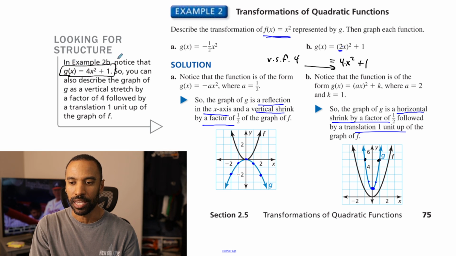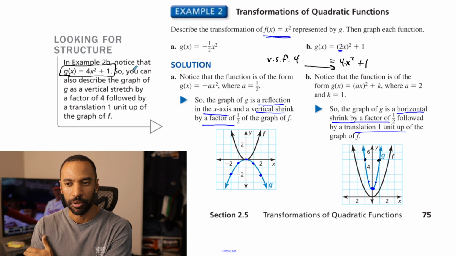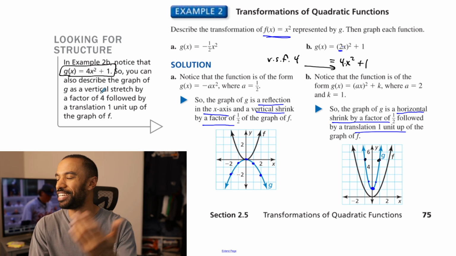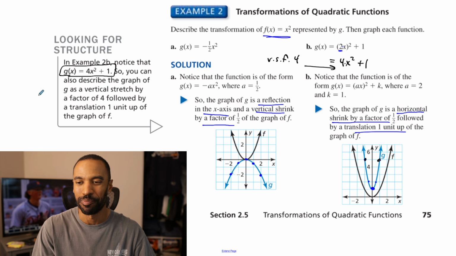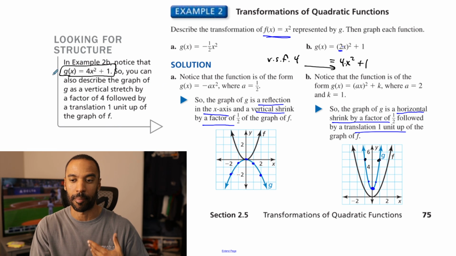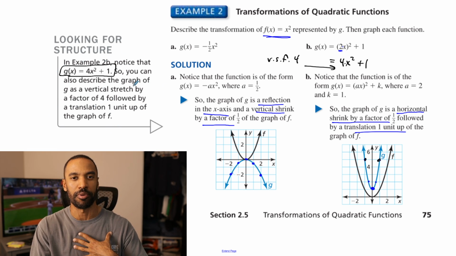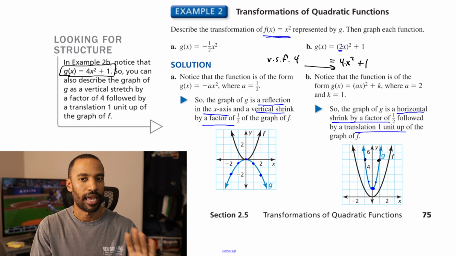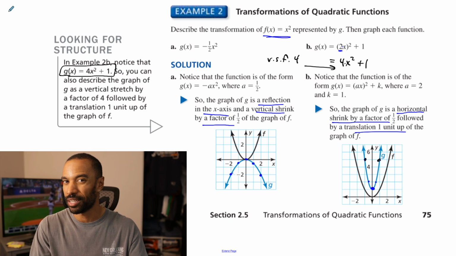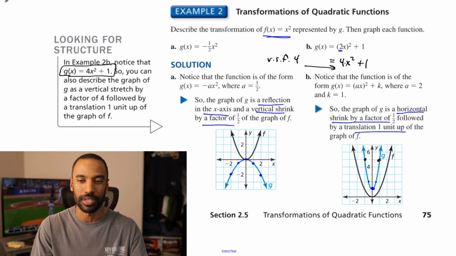In example 2b, notice that g of x equals 4x squared plus 1. So you can also describe it that way. I didn't even notice they said that. I'm very sorry. And this is what I'm going to do a lot of, and I'm actually glad that the book says it because that gives me more leeway into doing it as often as I can. Generally, we don't like to do horizontal things if we don't have to, and if we can deal with it, we will.